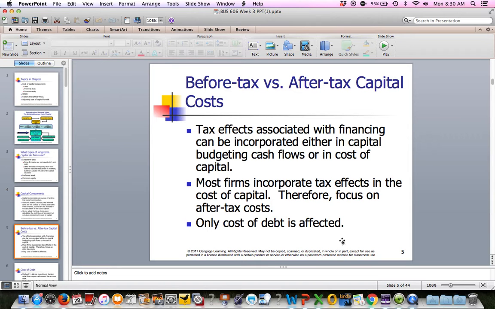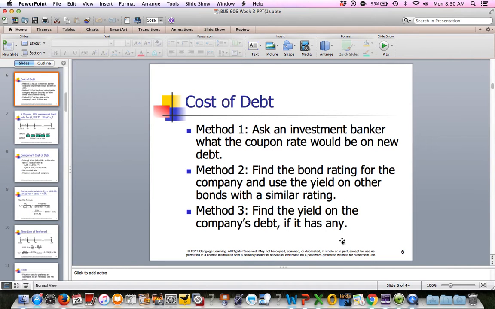Okay, so I really focus on the after-tax cost of debt. There is no tax adjustment for anything involving equity. Okay, that's a big thing I just said right there. So the cost of debt, how do you figure out what your cost of debt is? That's what they're going through here.